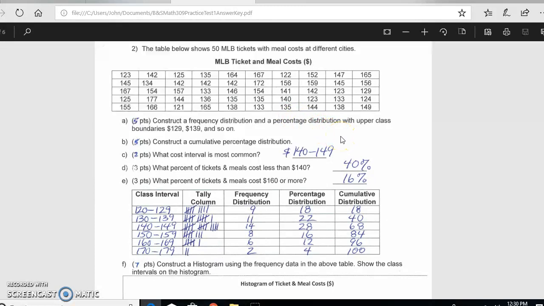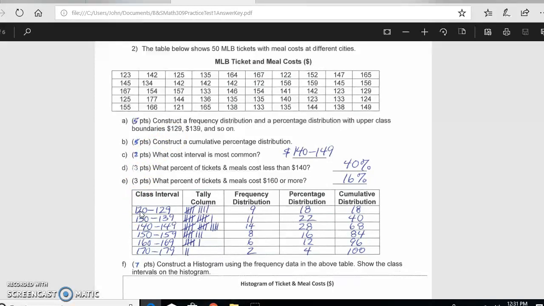Letter A asks us to construct a frequency distribution and a percent distribution with upper class boundaries at 129, 139, and so on. What we need to do is begin to fill in this table. In the left-hand column we have the class intervals, which are the different costs of the tickets and meal costs. We're told that the upper class boundary for the first class is going to be 129, and so that's what we have here.